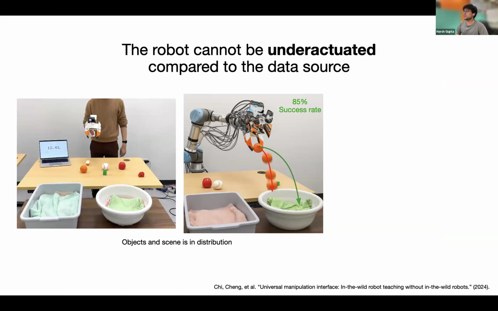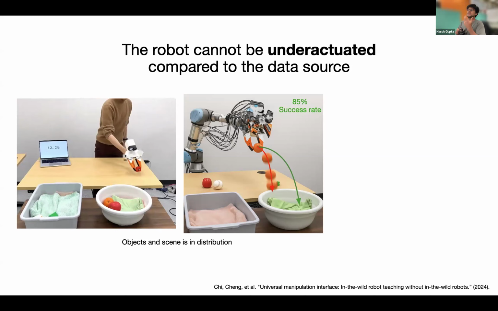So this is one example from the universal manipulation interface, where they show a human collecting data of a throwing task, where he's trying to put objects into a box by throwing them. But imagine your robot cannot effectively match those actions.